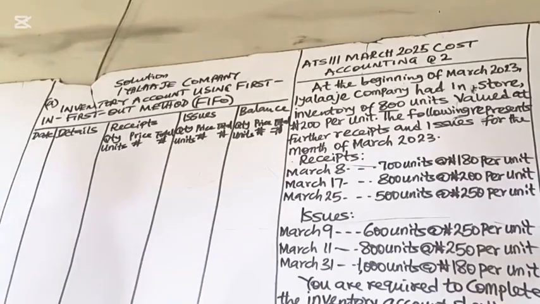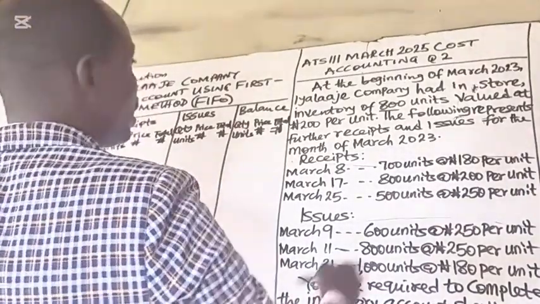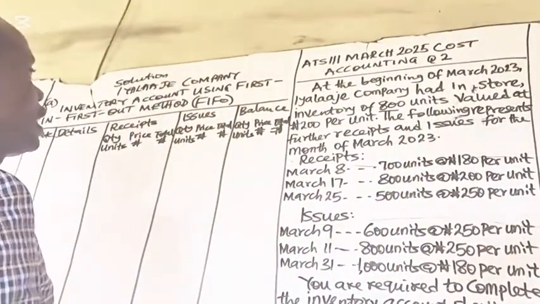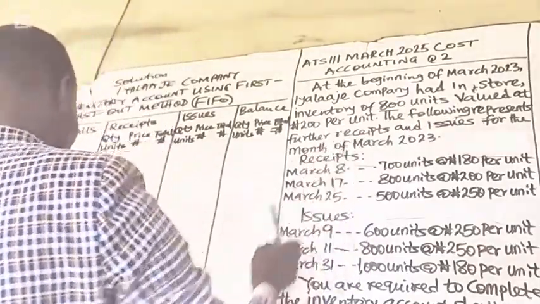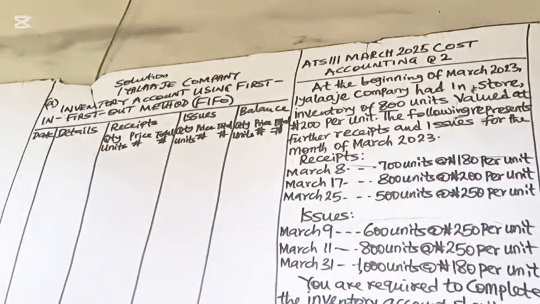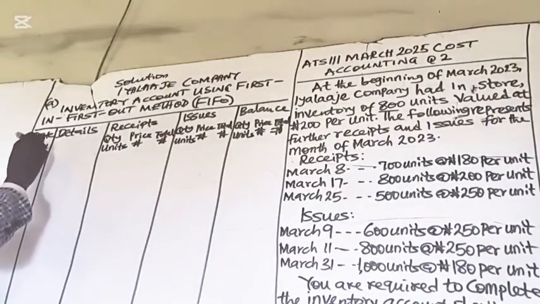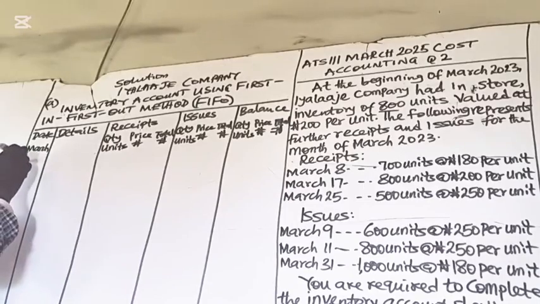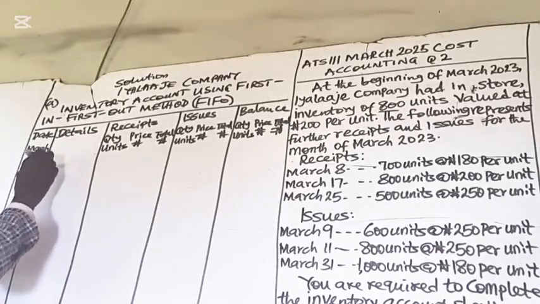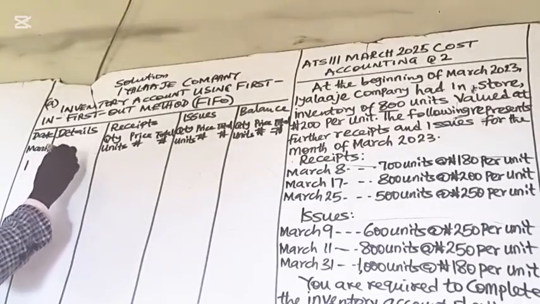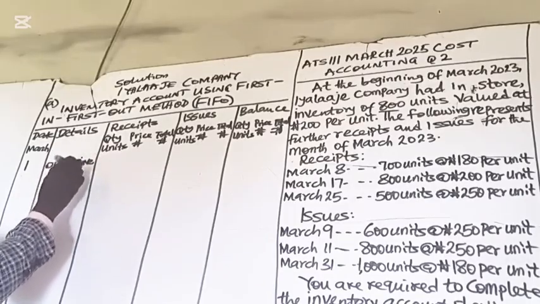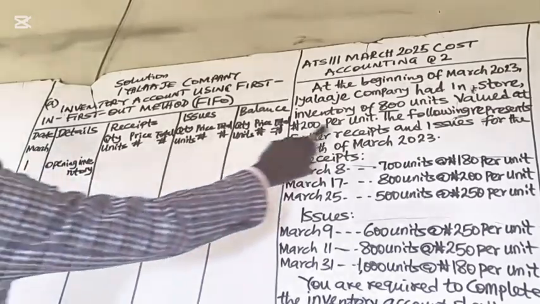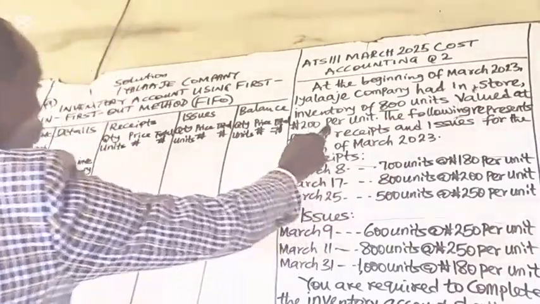Now, you were told at the beginning of March 2023, Yalaje company had in store inventory of 800 units valued at 200 naira per unit. So that means as at the beginning of March, these transactions occurred in the month of March. Let me say March 1, opening inventory.